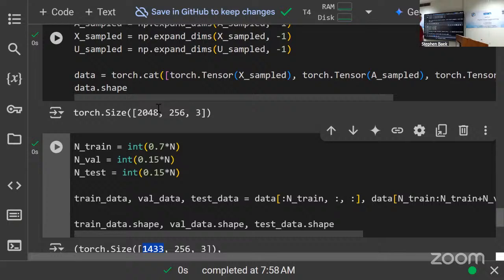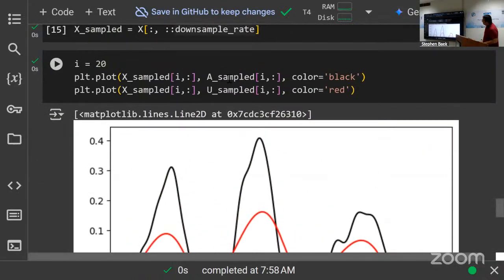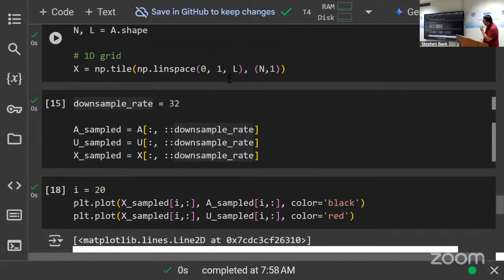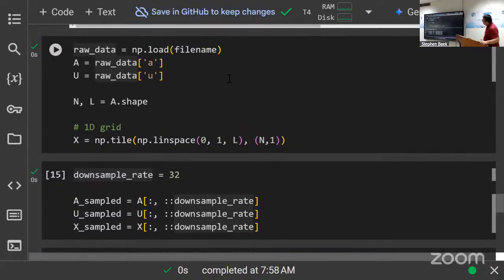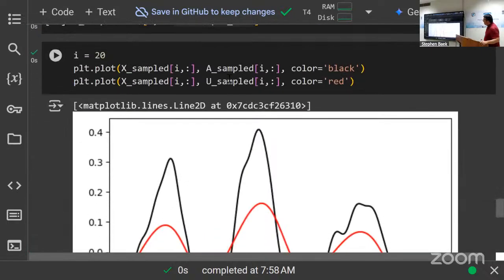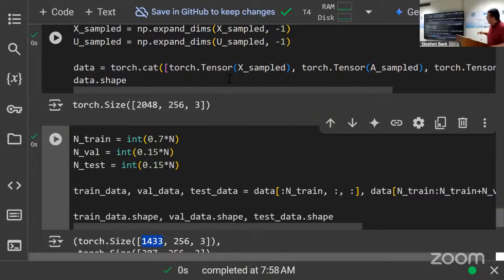why is it 3 actually? Oh yeah, sorry. X is the position vector. So we have 3 channels. The first channel is the position X. The second channel is the initial condition. The third channel is the fluid configuration after a certain time t. So the first 2 channels are going to be the input to our neural network. The last channel is going to be the output prediction.